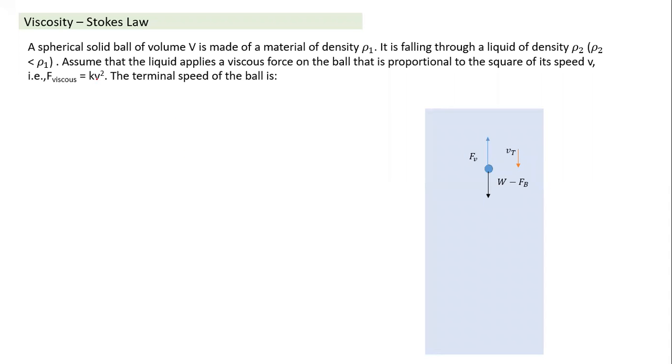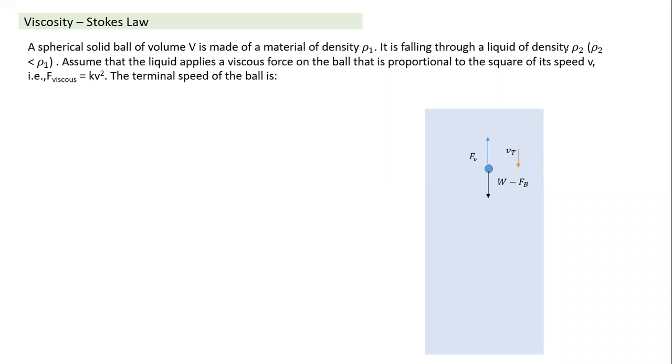Okay, now take a, this was based on Stokes law, which assumes viscous force to be proportional to velocity. Let's take a hypothetical case, which may happen in certain cases. A spherical ball of volume V is made of material with density rho 1. So the material density of the ball is rho 1. It is falling through a liquid of density rho 2.